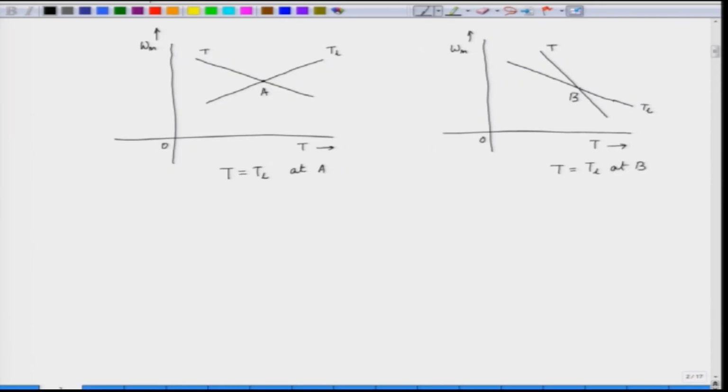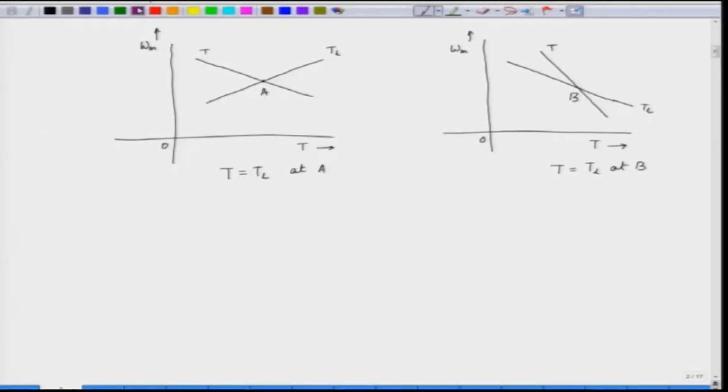Now, what you have to do is that at that equilibrium point we will give a little bit of disturbance, we will disturb the speed, let us say. Now, if you disturb the speed, the torque will change. Let us say we increase the speed a little bit here. Now, when we increase the speed from this point by some value, let us say delta omega m, now we have the load torque here and the motor torque is here.